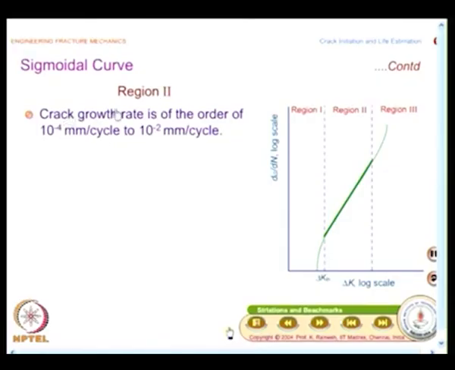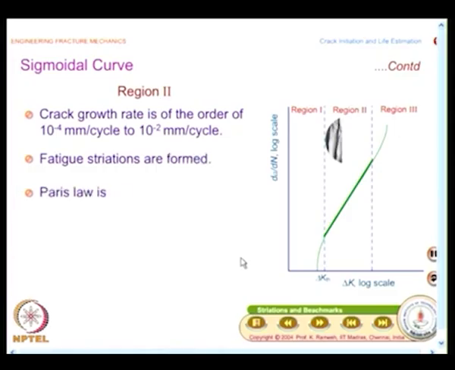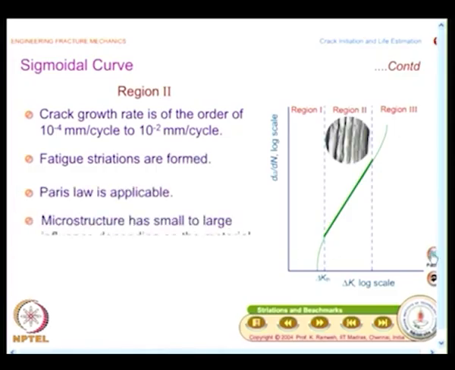In fact, in one of your assignment problems, you will have striations recorded from a metallurgy test, and based on those striations and the distances, you will have to calculate the crack growth rate. It is possible, because you have a larger crack growth rate, that in this region striations are possible. They are very clearly seen in those materials where striations are common. So, that is what is shown here.